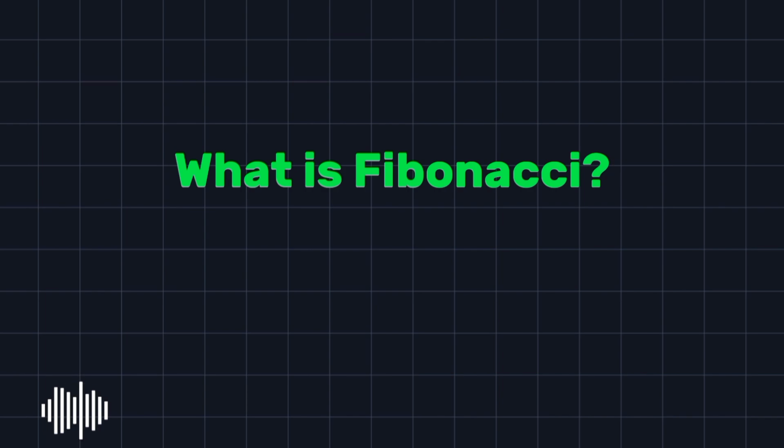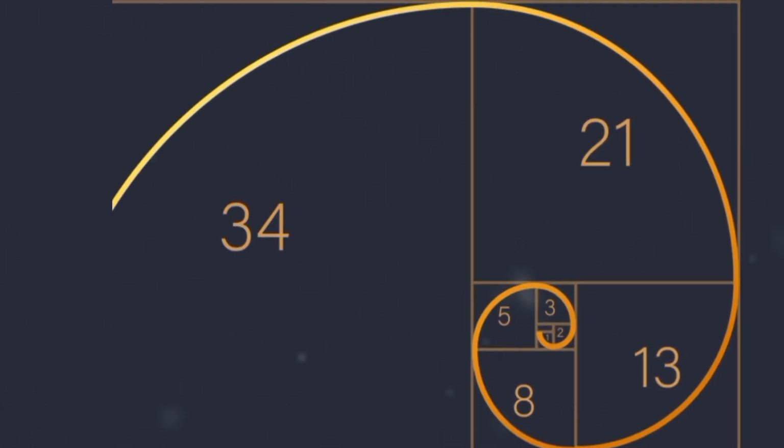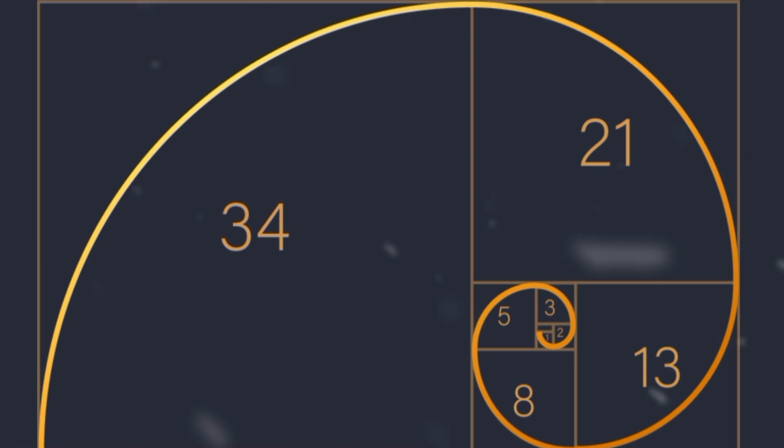What is Fibonacci? The Fibonacci sequence is a series of numbers where each number, after the first two, is the sum of the two preceding ones. 1, 1, 2, 3, 5, 8, 13, 21, 34, and so on. One fascinating property of this sequence is the ratio between consecutive numbers.